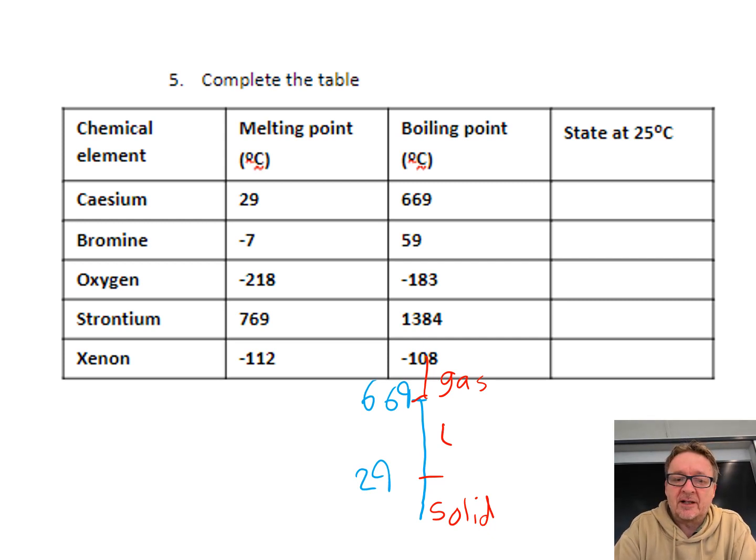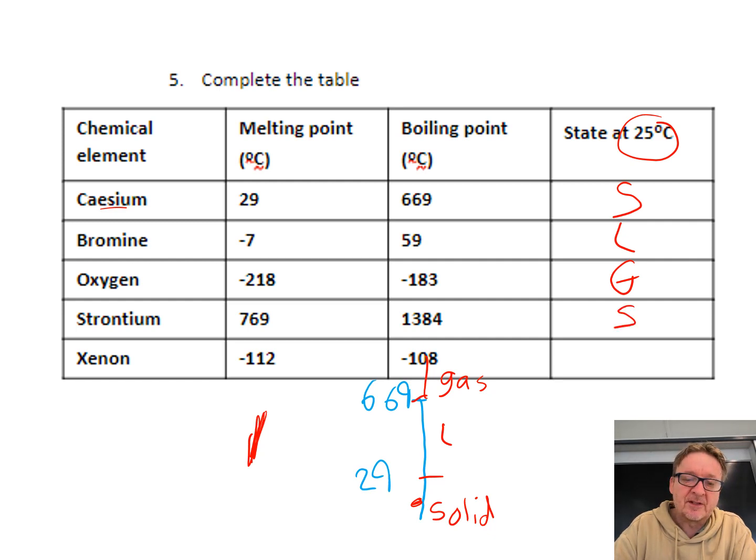So if I look here at cesium at 25 degrees C, the 25 degrees C is lower, so therefore it's a solid. Bromine, it's in between those two numbers, so it'll be a liquid. Oxygen, it's not in between those two numbers, it's a gas, and you could draw yourself a number line like I just did. Strontium is also not in between those, draw yourself a number line to try and work it out. And xenon is also a gas.